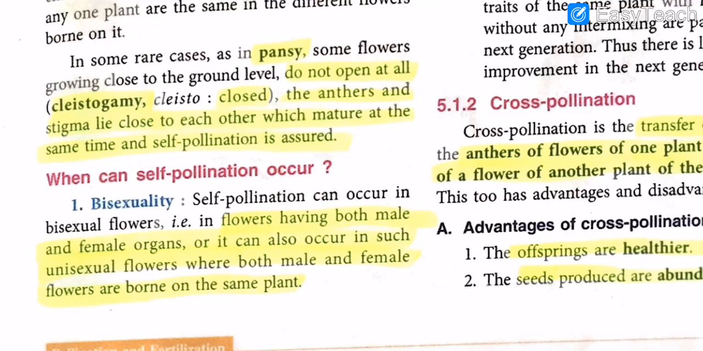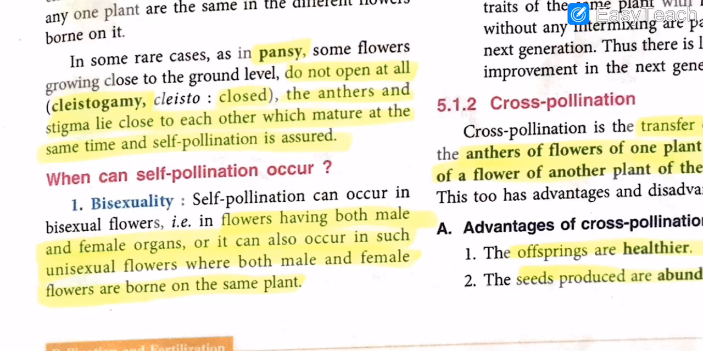And it can also occur in unisexual flowers where both male and female flowers are born on the same plant, right? One flower has the stigma while the other flower has the stamen or the androecium, and they also have the same process of self-pollination. There's a good chance it can occur over there too, only if they are two different flowers born on the same plant, so they're very close to each other.